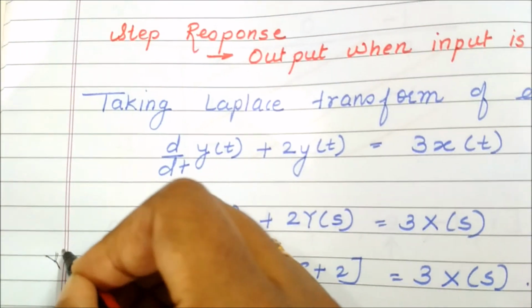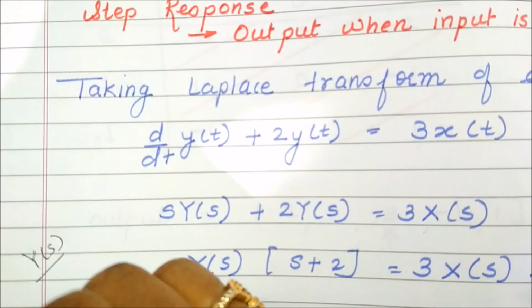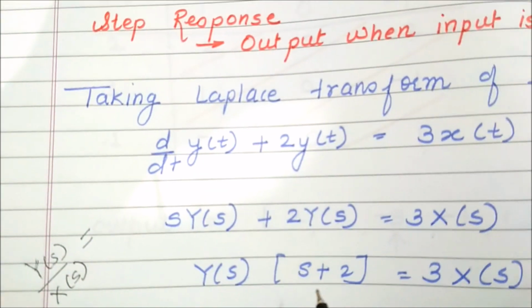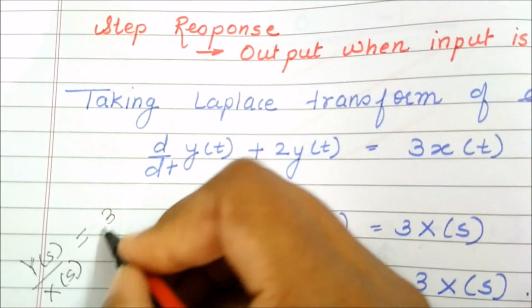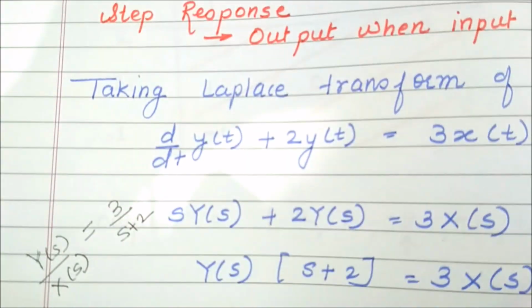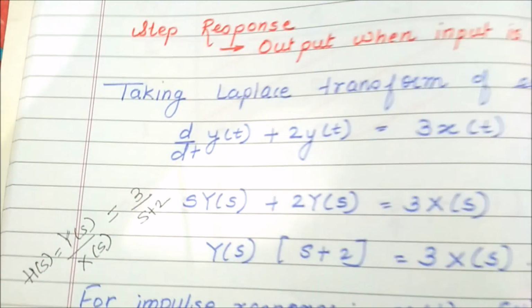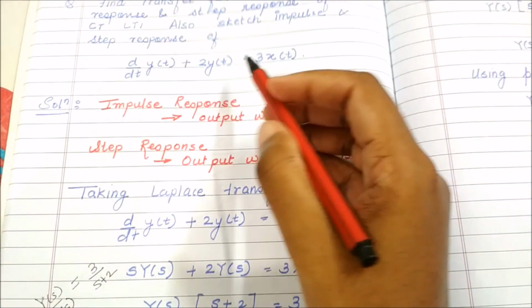Sorry, it's difficult for me because I am holding my phone with one hand. Y(s) upon X(s) is equal to 3 upon s plus 2. So this is what? This is the transfer function. Transfer function is written as what? H(s). So this is your transfer function. Okay, so transfer function we have found.